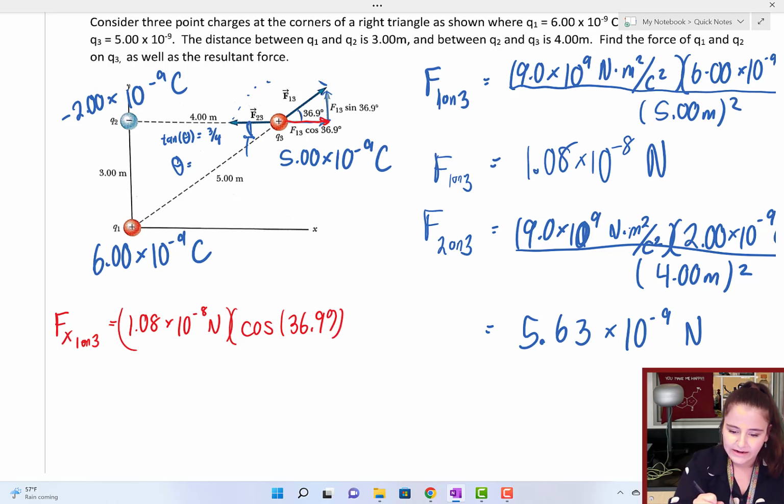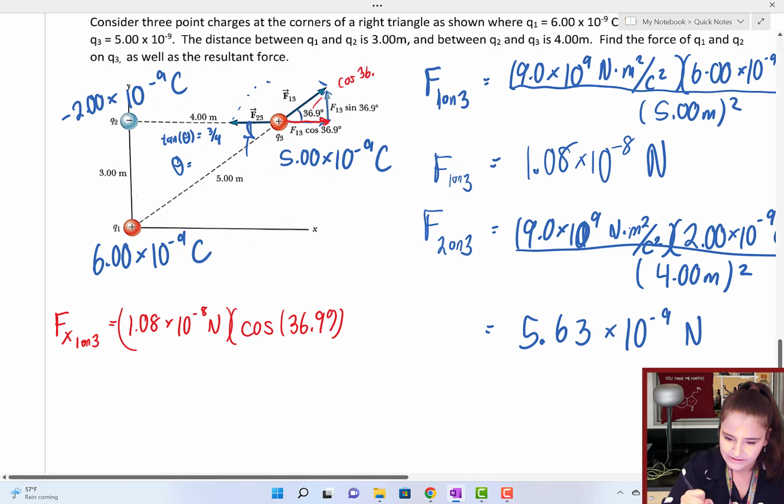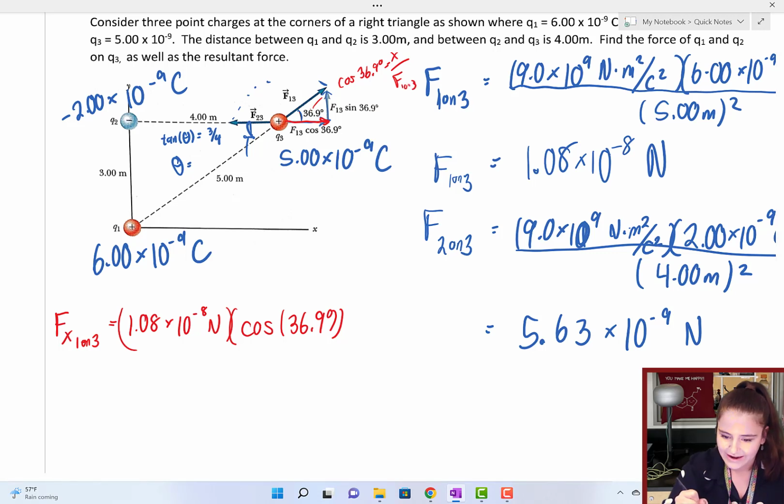Again, the cosine comes from cosine of 36.9 degrees equals x over that force of 1 on 3. So if we're solving for that x component, you can see how that math works out. Make sure your calculator is in degrees mode, times the cosine of 36.9. And I got 8.64 times 10 to the negative 9 newtons.